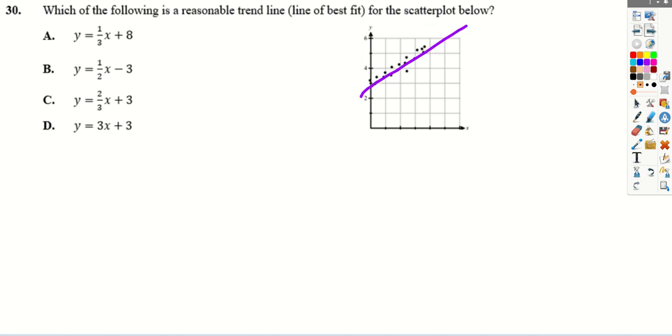All right, I have a line that goes through that scatter plot. Which one makes the most sense? Negative 3 for the y-intercept? Absolutely not. Plus 8 would be way up here. Absolutely not. So I'm stuck with plus 3 or plus 3. This first one says to go up 2 over 3. And then the next one says to go up 3 over 1.